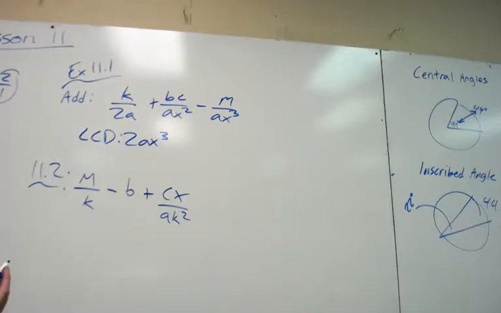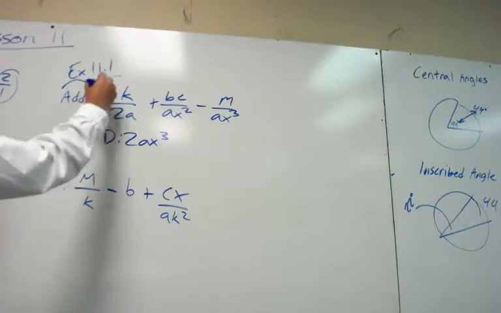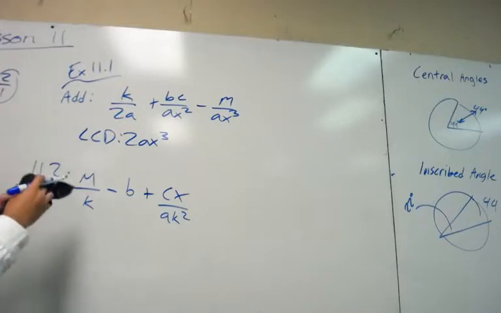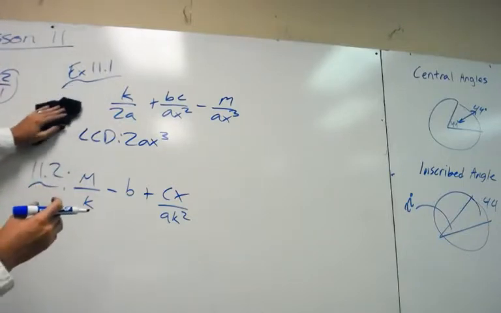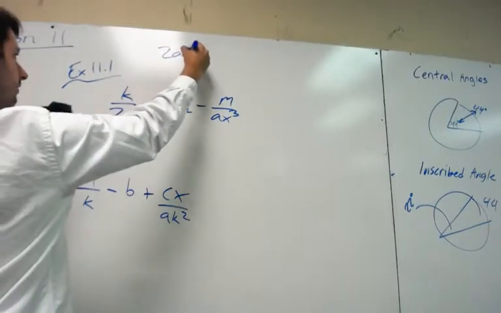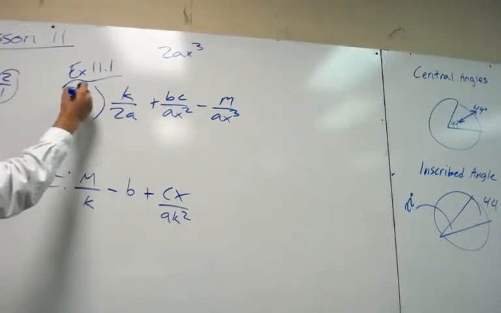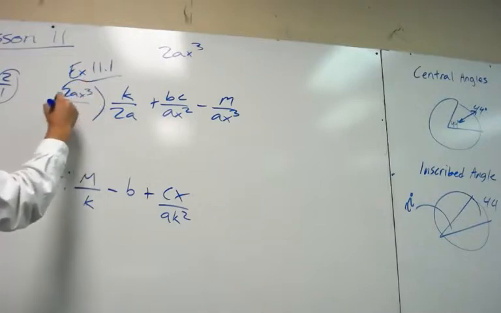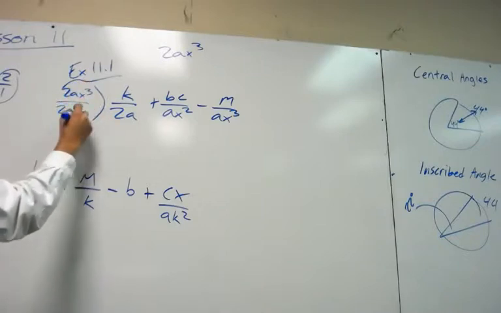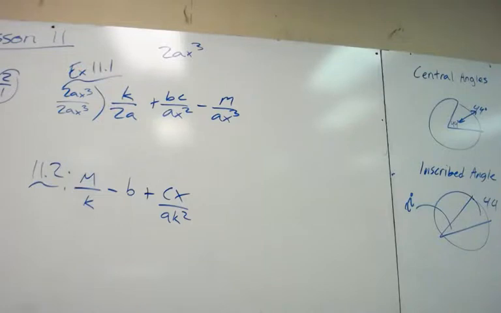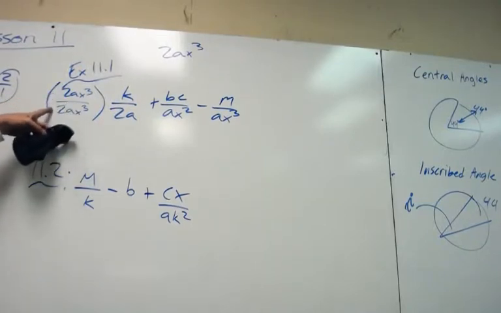From here, what we are going to do is multiply each of these. I'm going to create a little more space here. Just remove this. 2ax cubed is our least common denominator. We're going to multiply all these by 2ax cubed over 2ax cubed. And what we're basically doing is multiplying by 1, because this divided by itself is 1. So you're always welcome and allowed to multiply by 1.